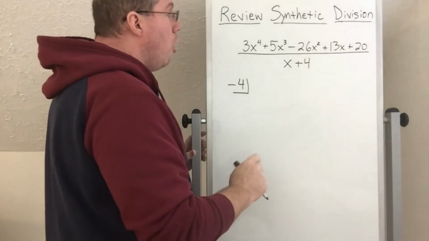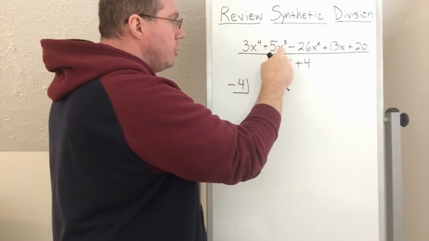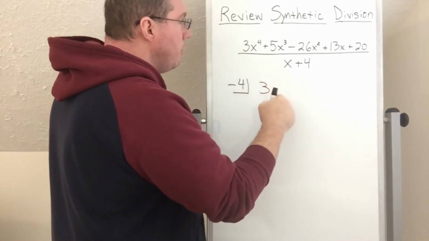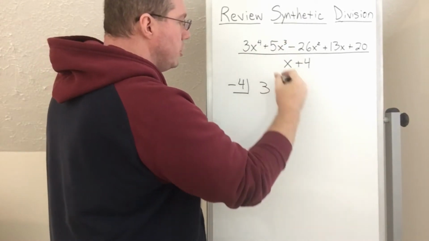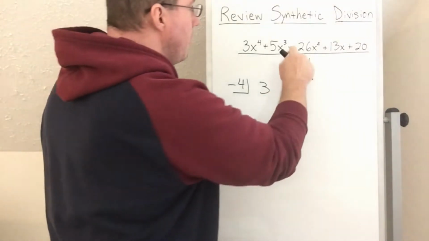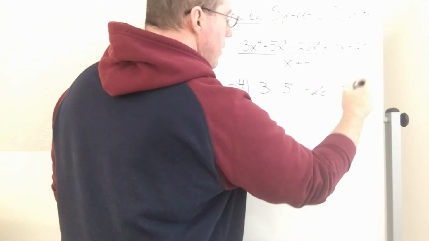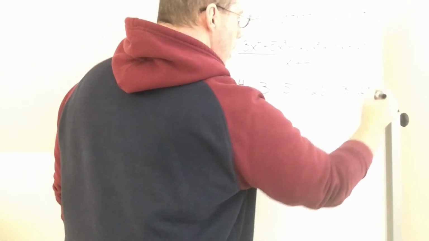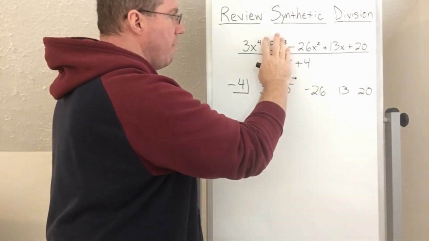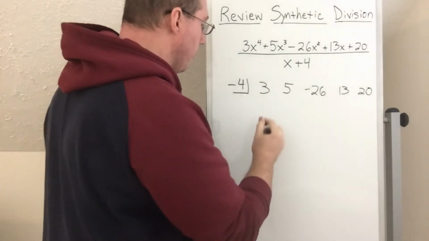Then we're going to take all of the coefficients, starting with the highest power and then going down by each subsequent power. So we need the coefficient of the x to the fourth power, which is 3. Then we need the coefficient of the x to the third power, which is 5. Remember, we don't need variables in synthetic division. We just need their coefficients. Then we have negative 26. Then we have 13. And then we have the constant 20. Now, I also want to remind you that if we skipped over a power, so if we didn't have plus 5x cubed here, we would put a 0 in the place of that particular power, okay?